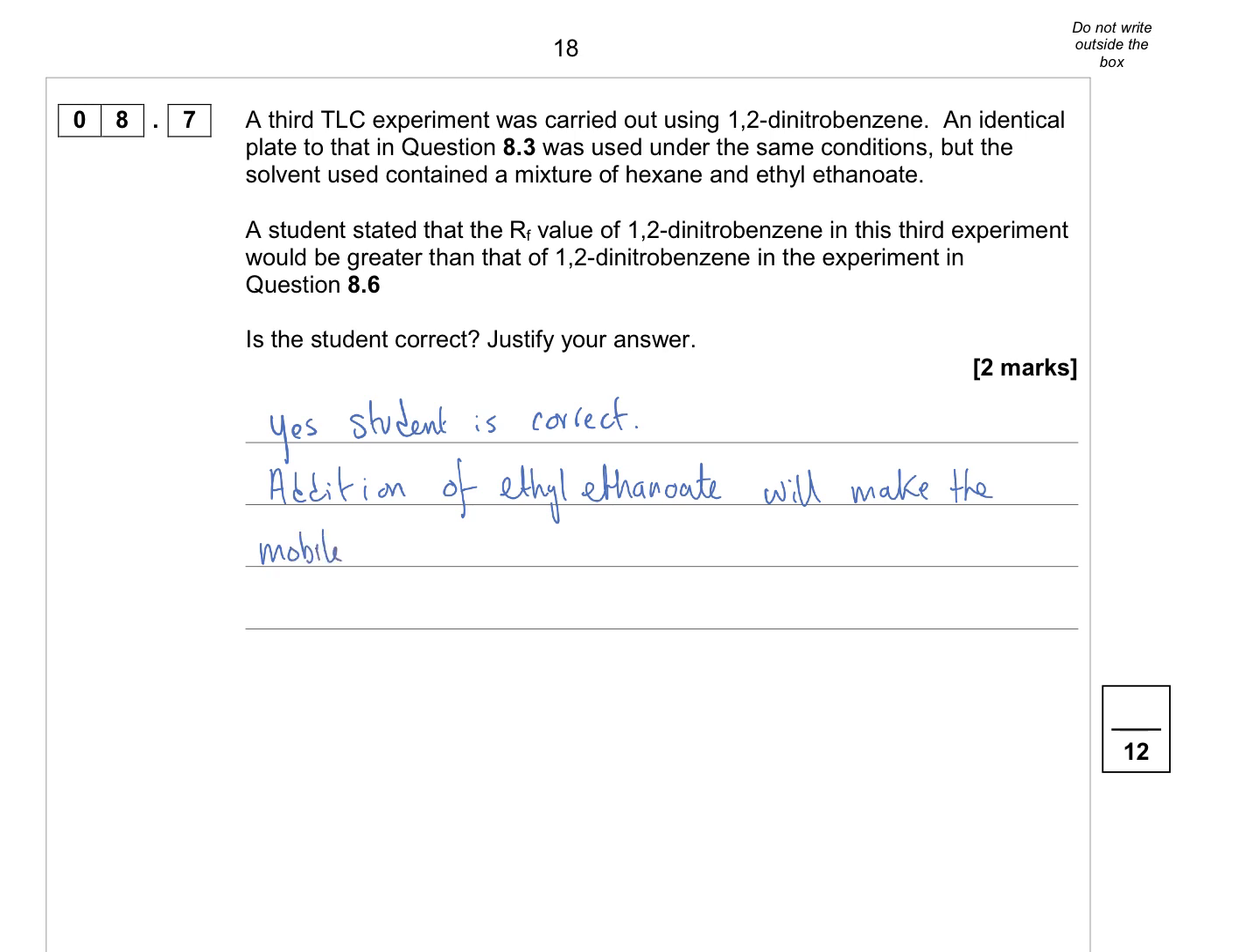Okay, which means that, so our mobile phase is more polar, so the 1,2-dinitrobenzene will be more soluble in this solvent. And therefore it's going to move further and have a greater RF value.